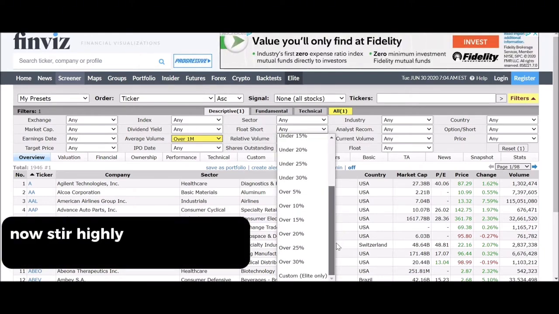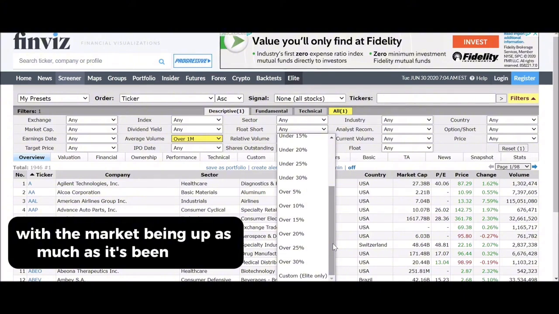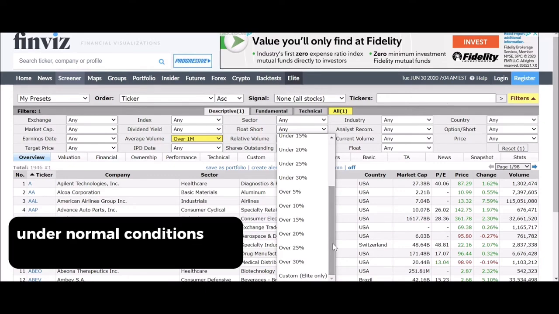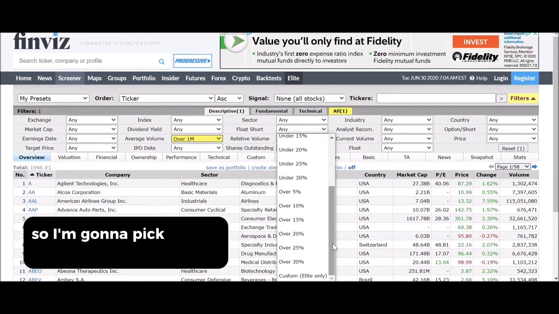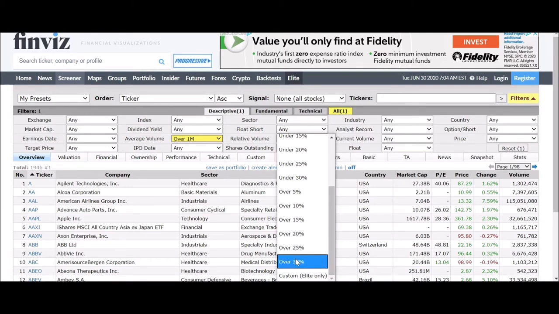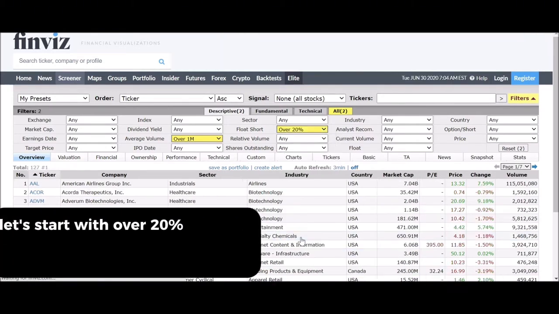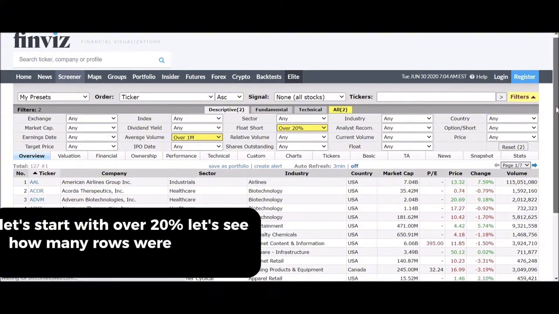Now, there are highly shorted stocks out there. With the market being up as much as it's been lately, there's been a lot of short squeezes, so there's not as many as, let's say, under normal conditions. So I'm going to pick a high percentage here. We'll dial it back in a second. Let's start with over 20%. Let's see how many rows we're down to here.